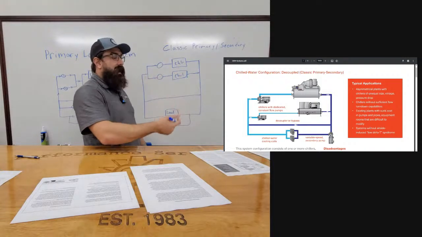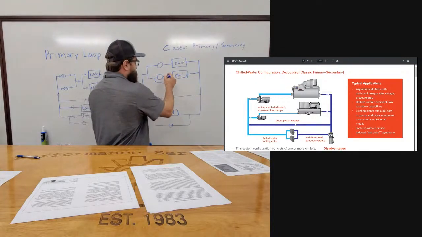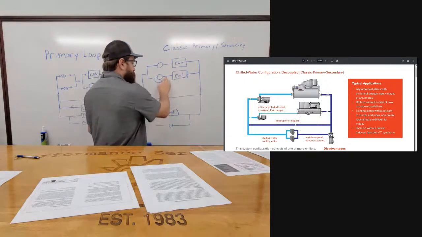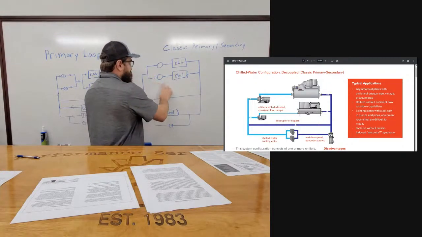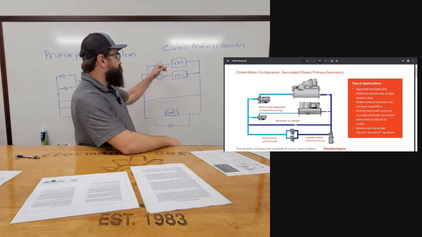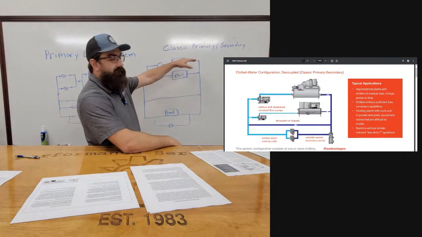But yes, you could have either a bypass or a second pump. It just depends on how the system's built. But in this case, because you have a dedicated pump per chiller, most pumps have a backflow preventer, so you don't need an isolation valve.